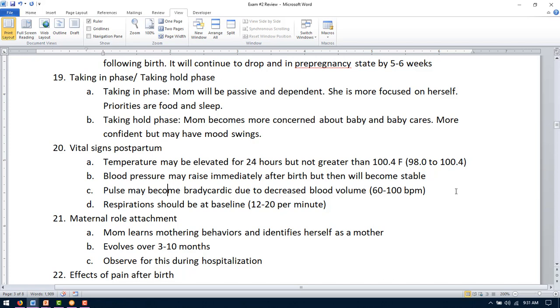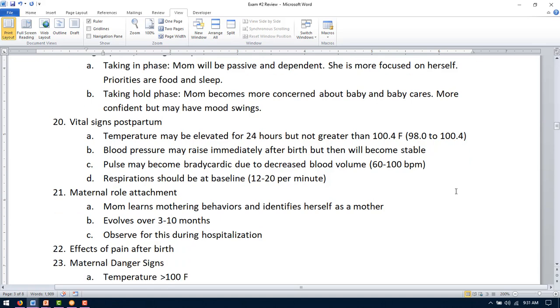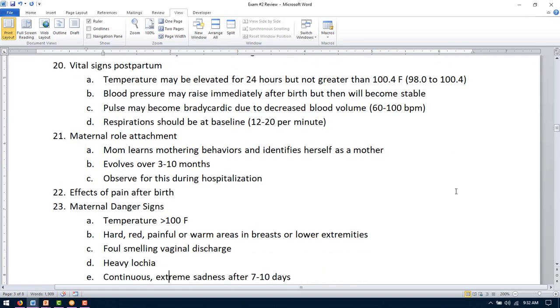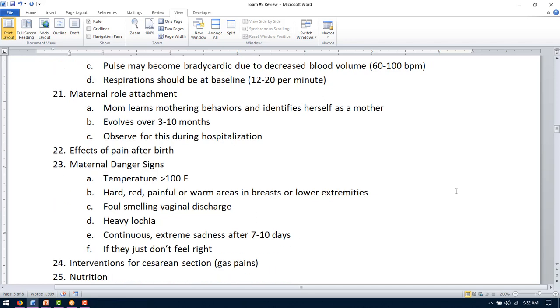Postpartum vital signs: temperature might be elevated right after birth. Blood pressure might rise immediately after birth, because she's having contractions. And that pulse might actually drop down to like 50s to 70s and be kind of bradycardic. Just because, like I said before, moms have so much extra blood, and with the delivery they start to get rid of some of that. So they have a decreased blood volume that their body's not quite used to. Respirations are generally baseline. They don't get affected.